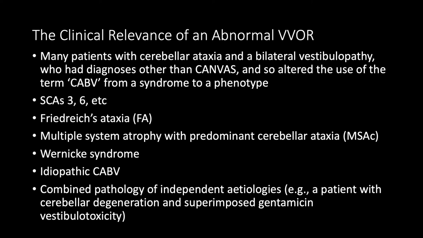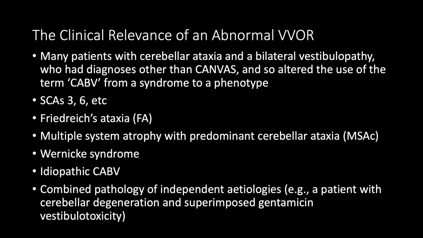Where you see an abnormal VVOR, this is indicative of patients with cerebellar ataxia and bilateral vestibular hypofunction. There are an increasing number of diagnoses other than CANVAS, which we'll talk about in some detail. And the term for this phenotype is cerebellar ataxia and bilateral vestibulopathy, or CAB-V, and we see this in spinocerebellar ataxias type 3 and 6.